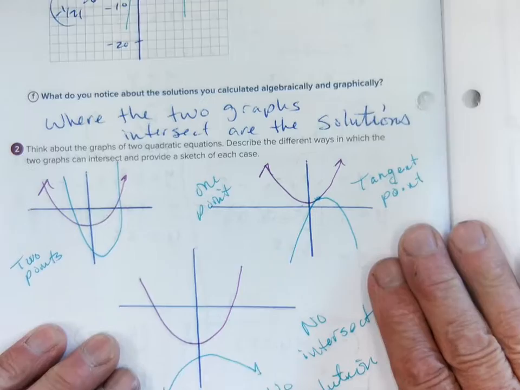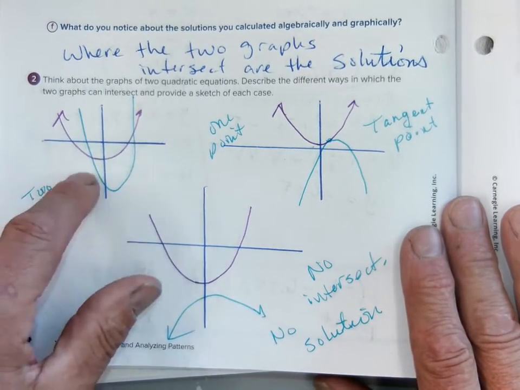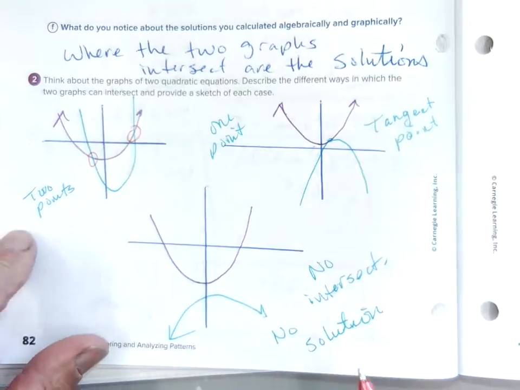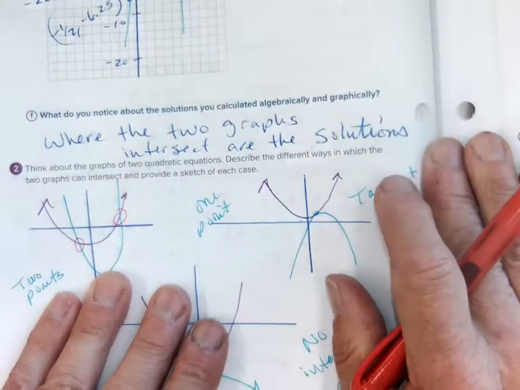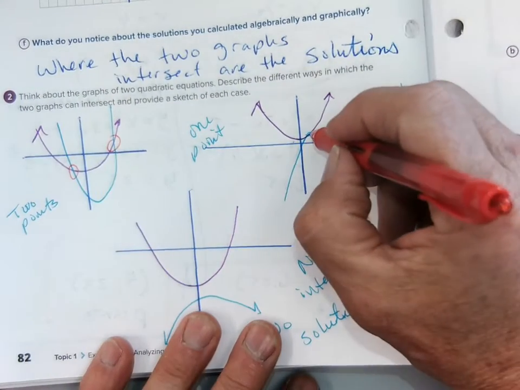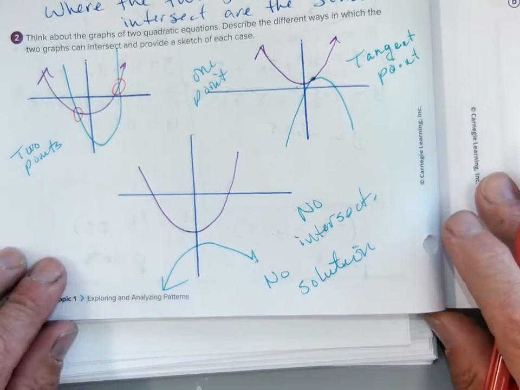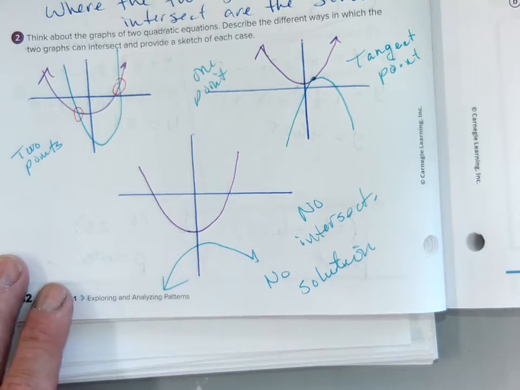Then we talked about there are only 3 possibilities of answers with two parabolas. They could intersect in 2 points, and that's what we just saw in our example, 2 points of intersection, right? There and there. It is possible for them to only have 1 point. It's possible to just skim and have a tangent point. And it is possible that they don't have any solution at all. They don't intersect, so that would be no solution.